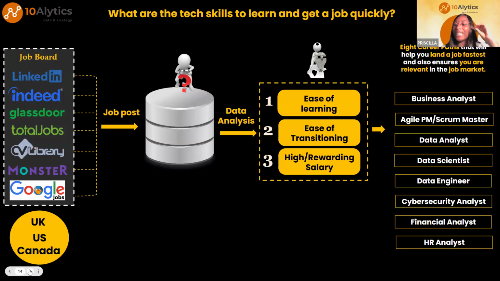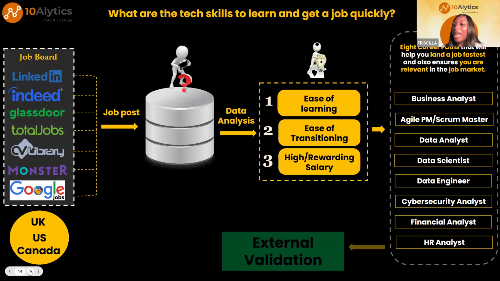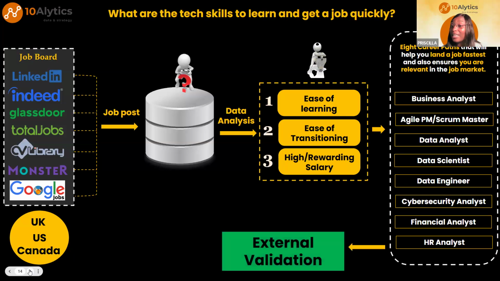After doing all of this analysis and judging them with the criteria we had in mind, we were able to come up with 8 career paths in tech. The first is business analysis. Then we have agile project management or Scrum Master. We have data analytics, data science, data engineering, cybersecurity, financial analytics, as well as HR analytics. These are the 8 career paths that we have here at 10Alytics.